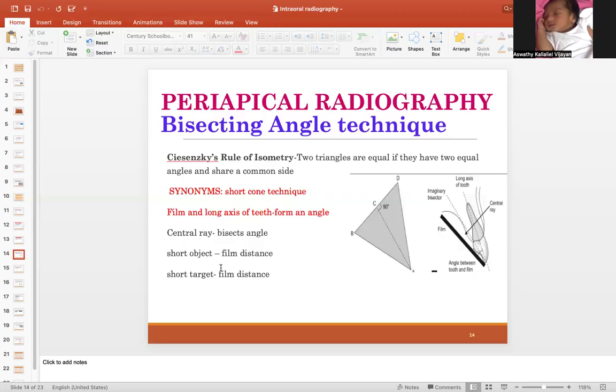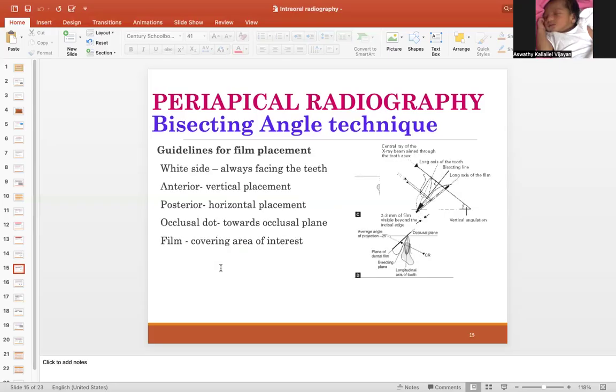Here the film and the long axis of the tooth, when we place them, form an angle. Imagine that there is a bisecting line that divides this angle into two. The central ray should be perpendicular to this imaginary bisector. And there is a short object film distance and a short target film distance.